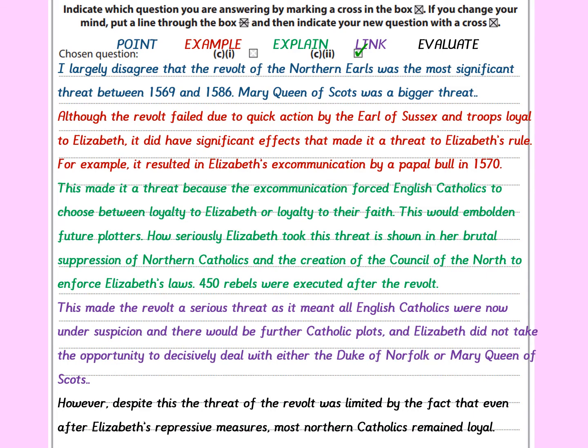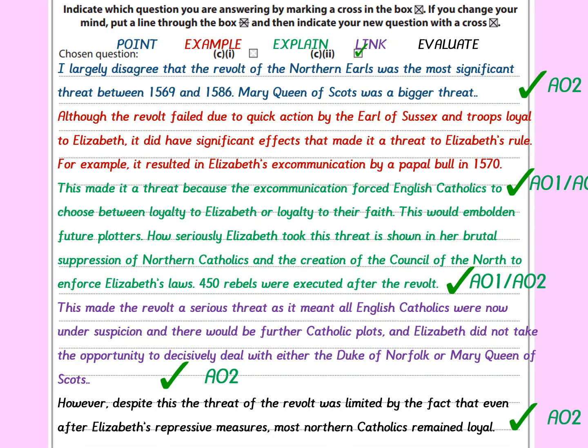You'll get marks for AO1, which is knowledge, you get 6 marks for that, and you'll get 10 marks for AO2, which is your analysis. So I've given my judgment at the start, which is largely going to be AO2 or analysis. We've got a bit of both in the next two sections, both knowledge, AO1, and AO2 while I'm explaining. And then we got further analysis when I'm linking it back to the question and when I'm evaluating.